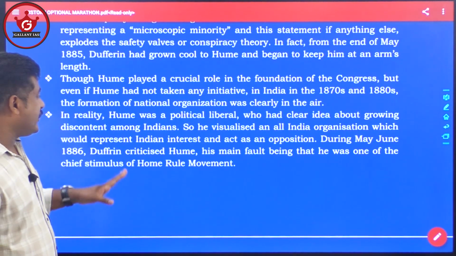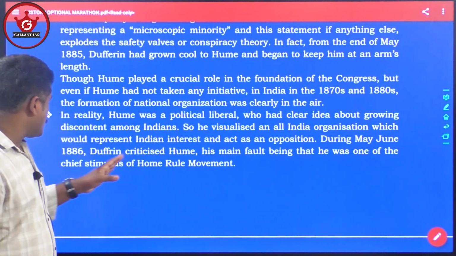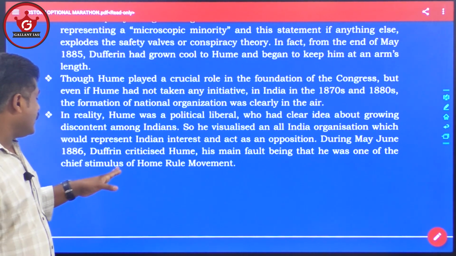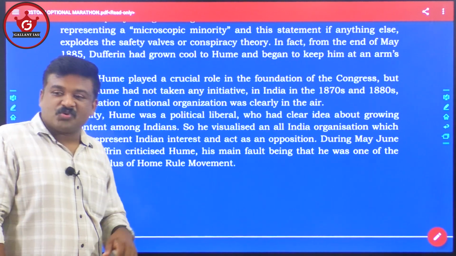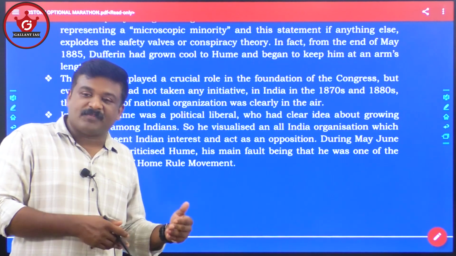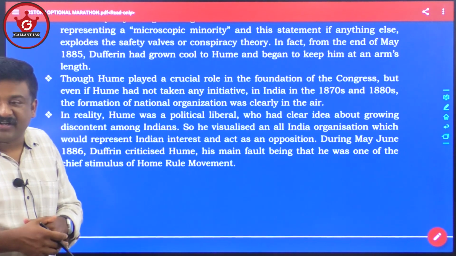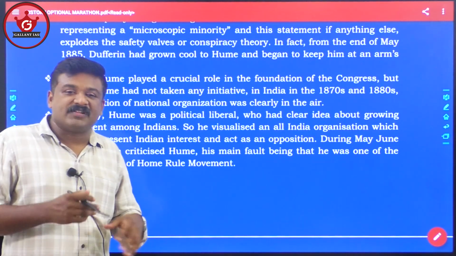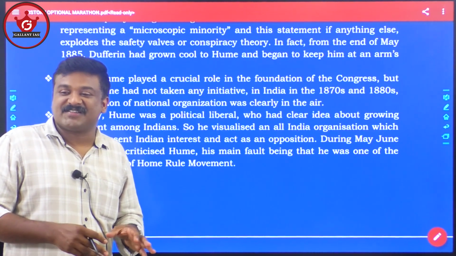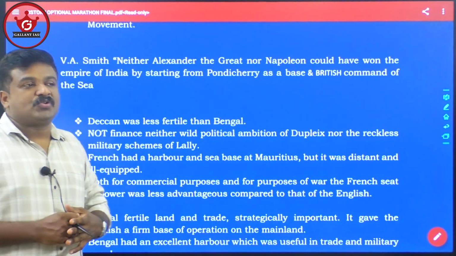He visualized an All India organization which would represent Indian interests and act as an opposition. In May-June, Dufferin criticized Hume. His main fault was that he was one of the chief stimulants of the home rule movement. Hume was one of the main participants, encouragers, or motivators of that movement, and he had a soft and sympathetic approach toward Indians. These are different ideas which express the point that it is not actually the safety valve theory.